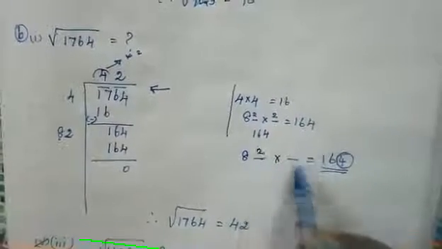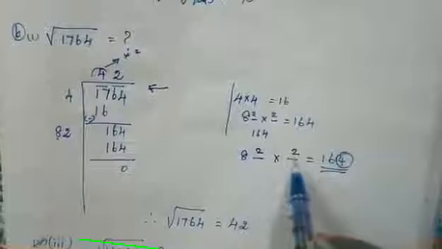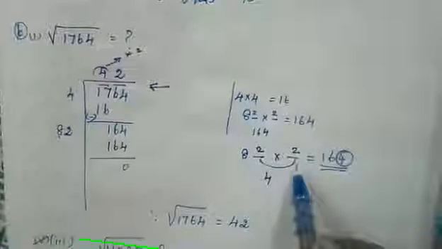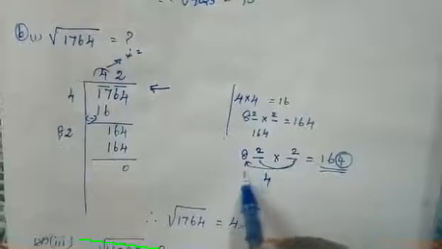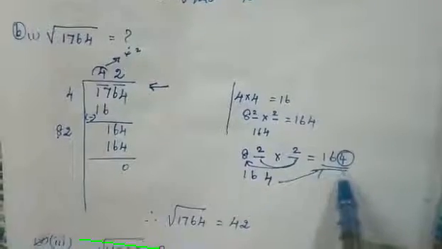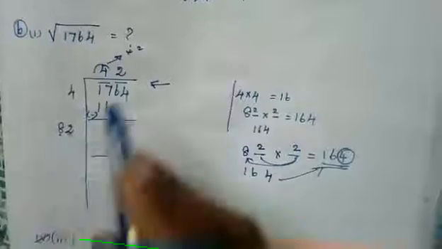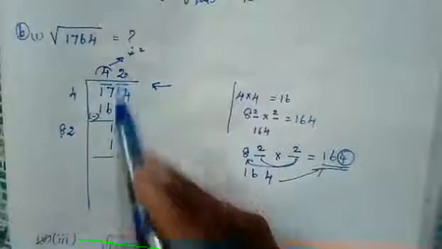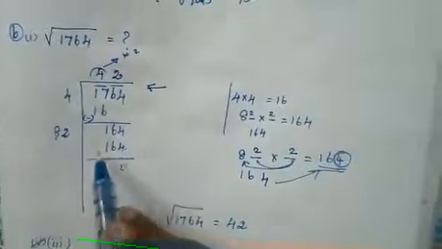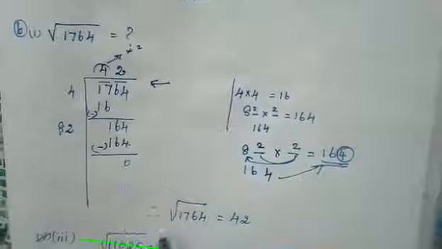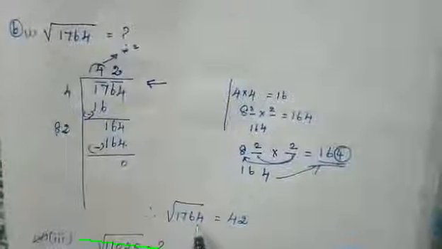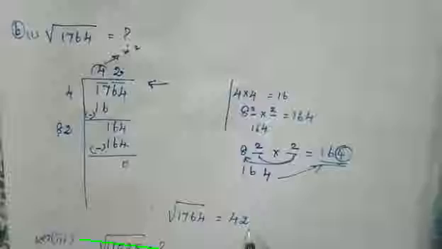First, for 2, we have to check that it is normal multiplication. 2 2s are 4, 8 2s are 16. Now you check it is satisfied. So it is 2 times, right here 2 and right in the quotient also, that is 164. Then you have to subtract, 0. Therefore, the square root of 1764 equals 42.